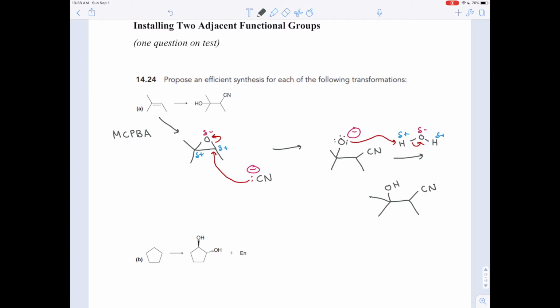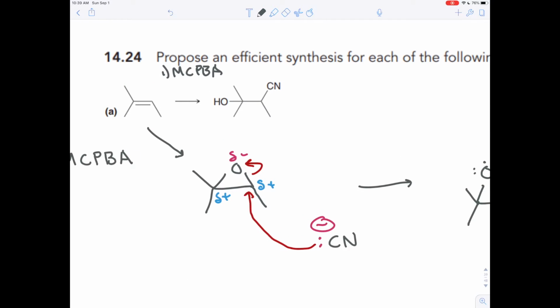Okay, so the first thing you'd want to do here is add MCPBA. That turns the alkene into an epoxide. The second thing you'd want to do is to add this CN nucleophile.